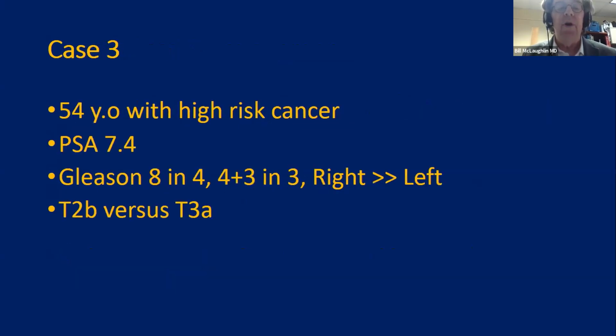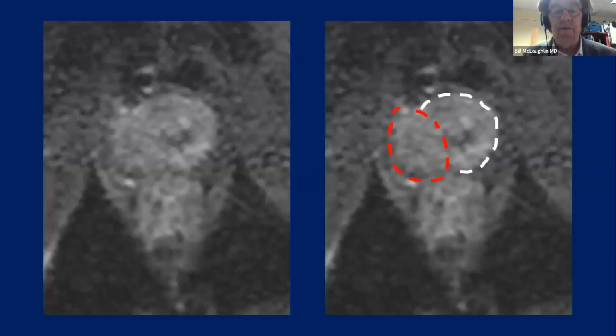Case 3, 54 years with high risk cancer. PSA is 7.4, Gleason high. This is just classic high risk. And again, the MRI shows a tumor sticking out the side of the gland. You can see it kind of plain as day. In contrast, you can really see it's outside the gland. So that can't be cured with surgery.